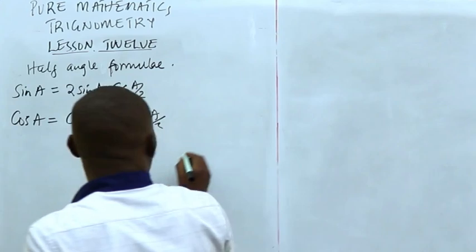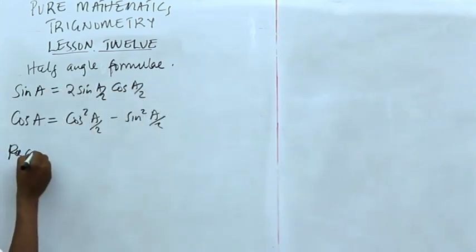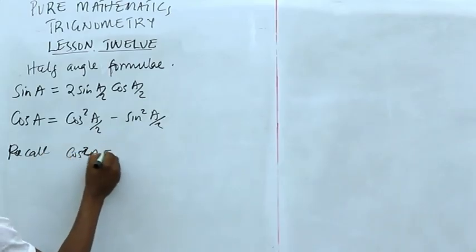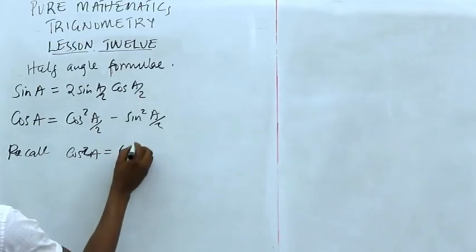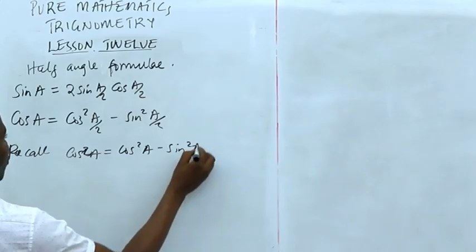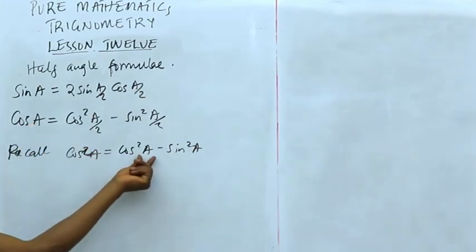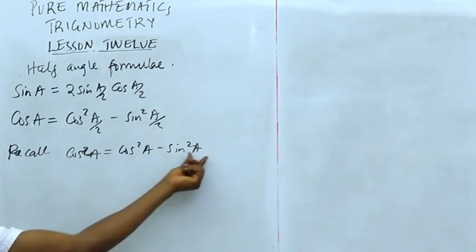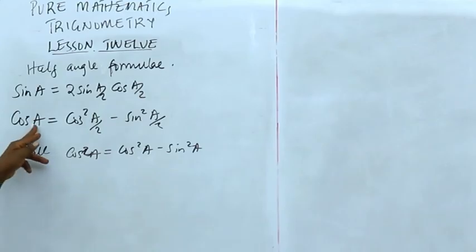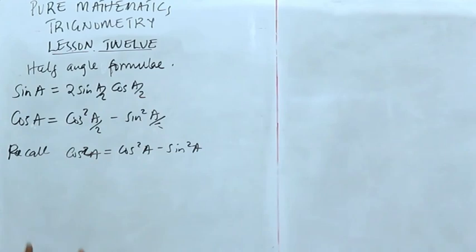I want to recall that if you have cos 2A, we discovered that this is cos squared A minus sine squared A. So if this is A, by all means you can see there is some division that has taken place to remain with single angles here. So if you have a single angle, if you divide, it becomes half of that angle.